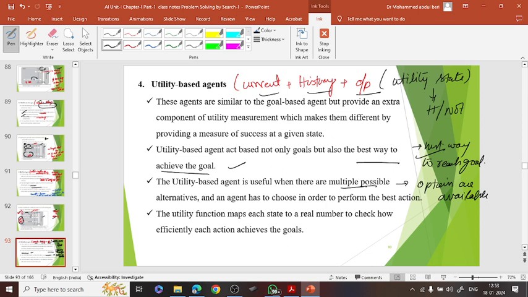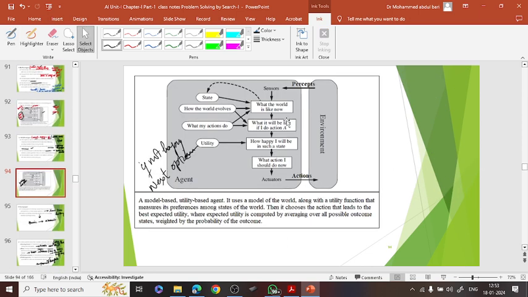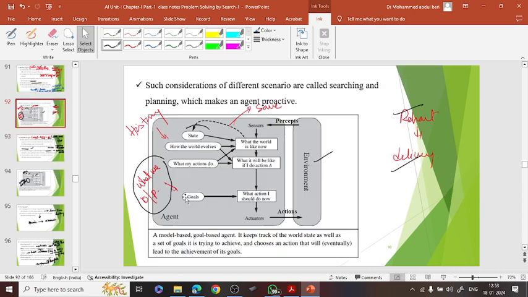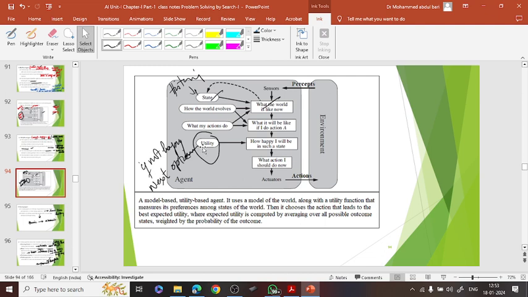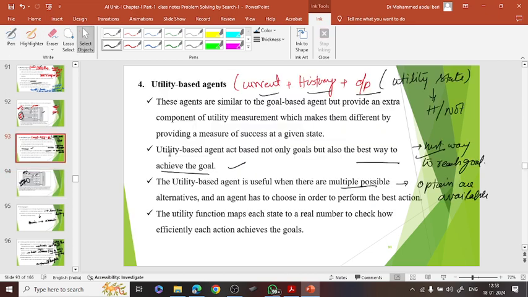Correct? Like I told you, Google Maps. So here we have the same thing: sensors, state, history, and this is the utility. If you go back to the goal based diagram, we have the goal, the history, and what action should be taken. Here we have utility. So what is the best option we are going to take? This is what the utility based agent will do.